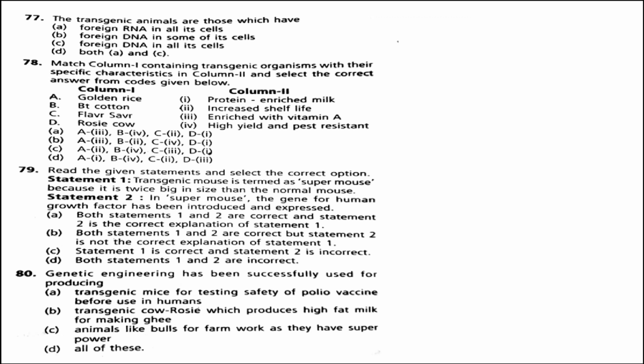Next, genetic engineering has been successfully used for producing A, transgenic mice for testing safety of polio vaccine before use in humans, B, transgenic cow Rosie which produces high fat milk for making ghee, C, animals like bulls for farm work as they have superpower, D, all of this. And here the answer is option A.